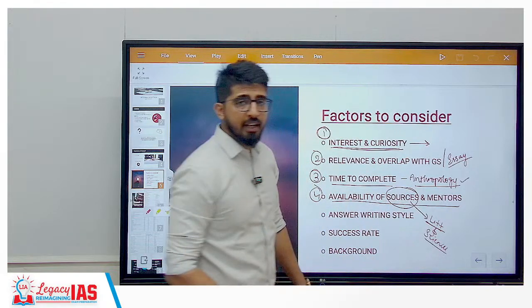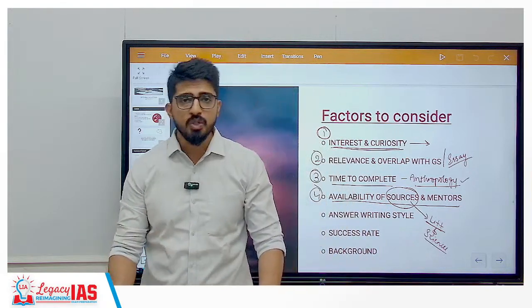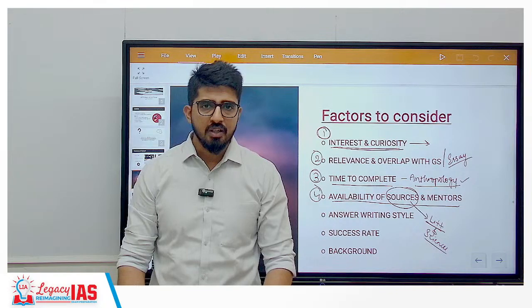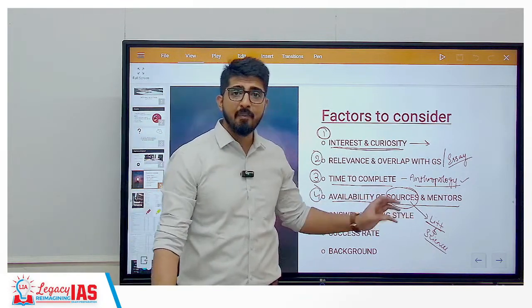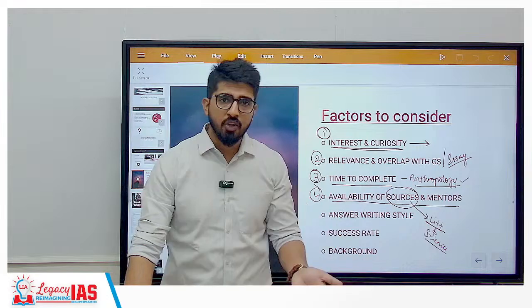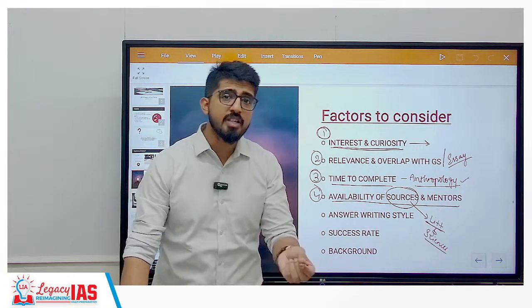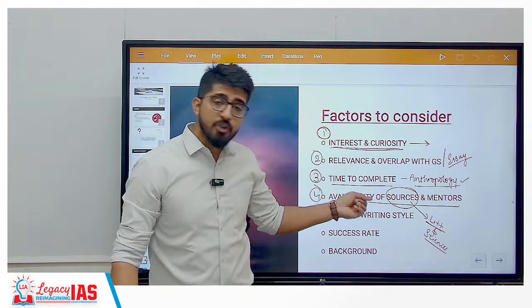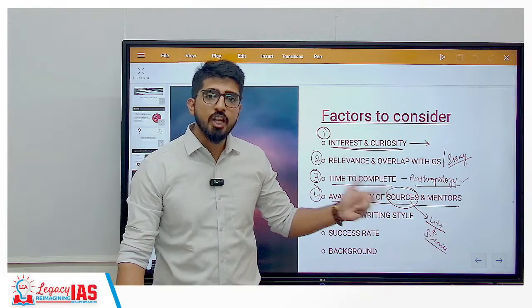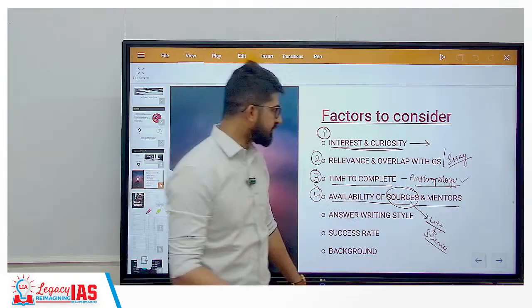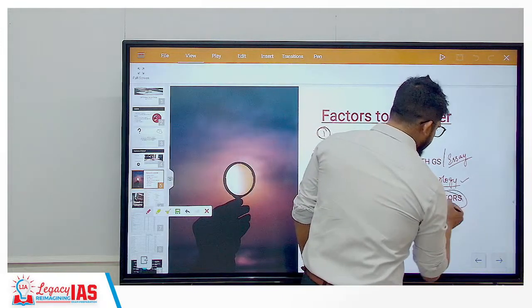And the next thing is mentors or tutors for the answers to be evaluated. While you choose some optionals, there might not be mentors or teachers to evaluate your answers. That is something you need to be wary of. You should be careful about that part as well. So, that is the mentors part.